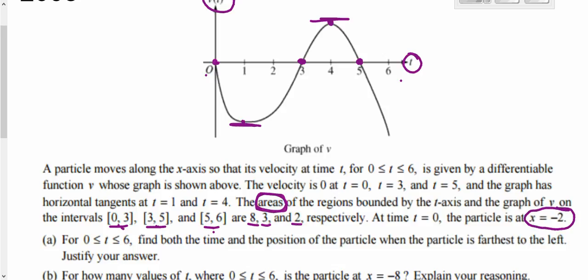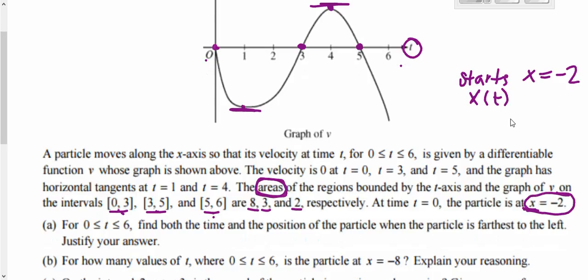It also says at time equals 0, the particle is at x equals -2. So that's where it starts, because t equals 0 is where we start something, right? 0 time. And our position, so remember position, we write as s of t or x of t. And they've obviously chosen to go with x this time.